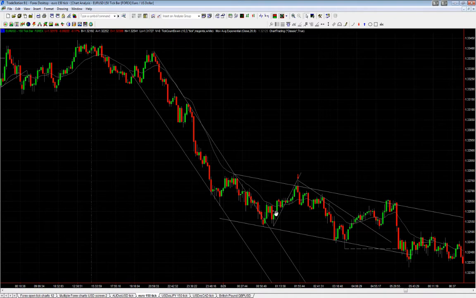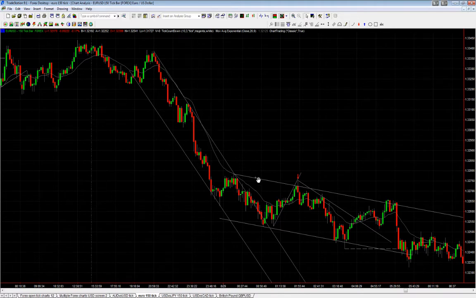I'm missing a lot of good trends because of trendline breaks, and I just wait. I don't like to go counter trend either most of the time. So anyway, I'm waiting for another opportunity. So we had this break of that trend line.